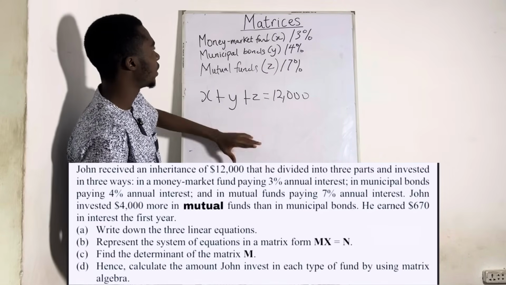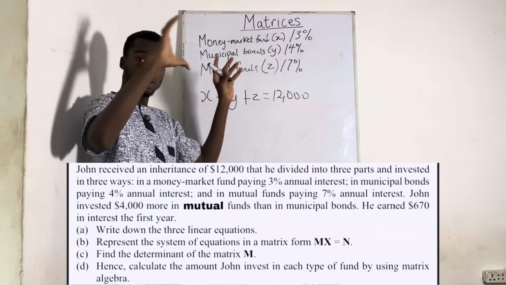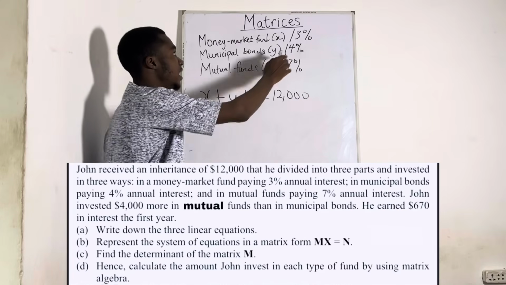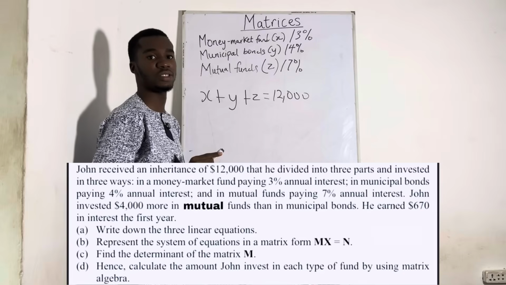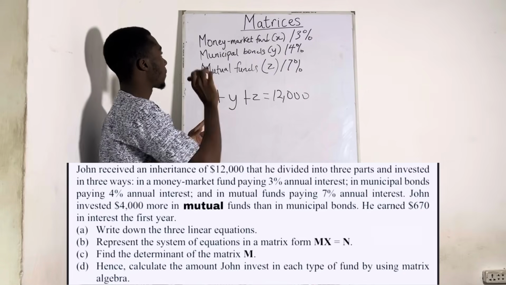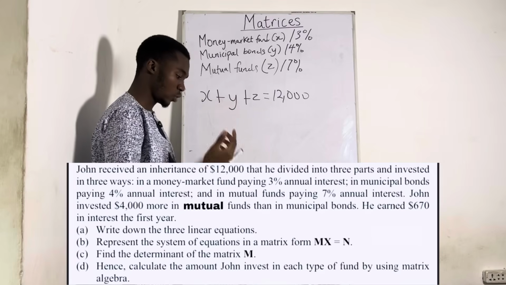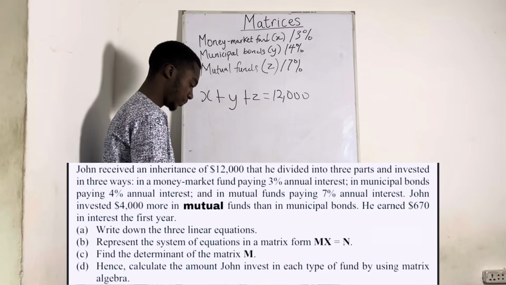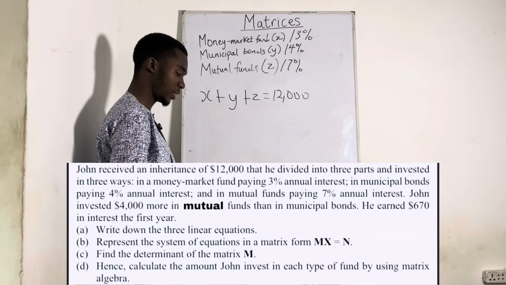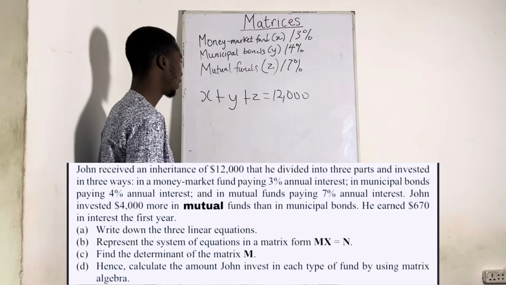So if they've given you the interest for each of them and they've given you the total interest, you can equate the individual interest to the total interest. You get it? So let's start with the money market fund. We are getting a 3% interest. So what do we do? 3 over 100. Anytime you see percentages, put them over 100. So 3 over 100 is going to give you 0.03.